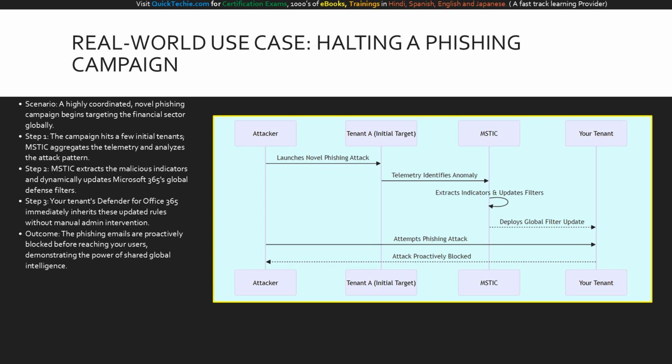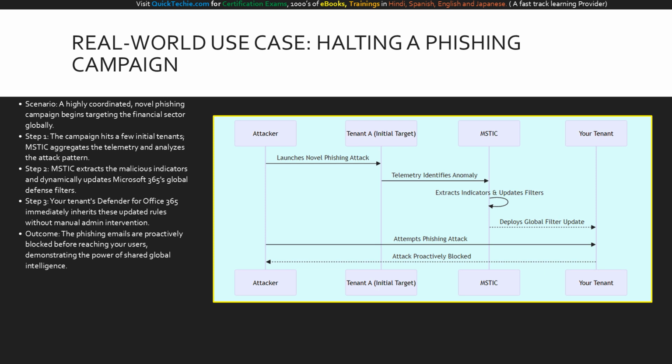Imagine a sophisticated, never-before-seen phishing campaign begins aggressively targeting financial institutions worldwide. The intelligence produced by MSDC is directly integrated into Microsoft 365 security products, enhancing their ability to detect and block these advanced threats. When the first few attacks hit early targets, MSDC instantly identifies the new campaign through its global telemetry. Within moments, MSDC rapidly updates Microsoft 365's filters to block similar attacks.